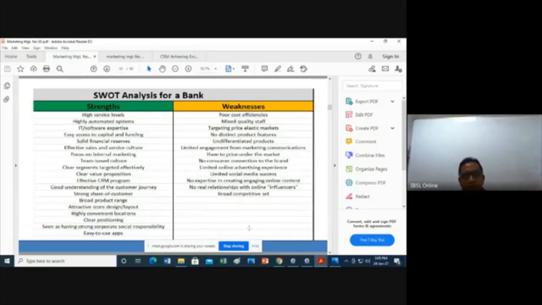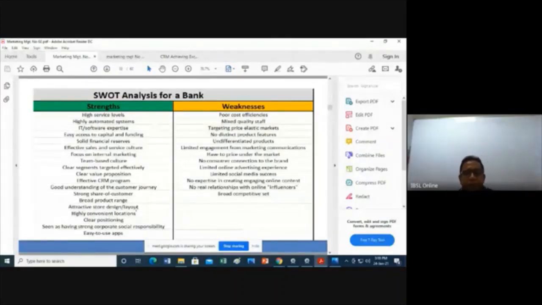If you are doing this exercise for a bank, these are a few things that you can look at. What are our internal strengths? The service quality, highly automated systems, software expertise, easy access to capital and funding, solid financial reserves, effective sales and sales culture. So these are things that you can go through and see what areas you can verify in terms of evaluating your strengths.